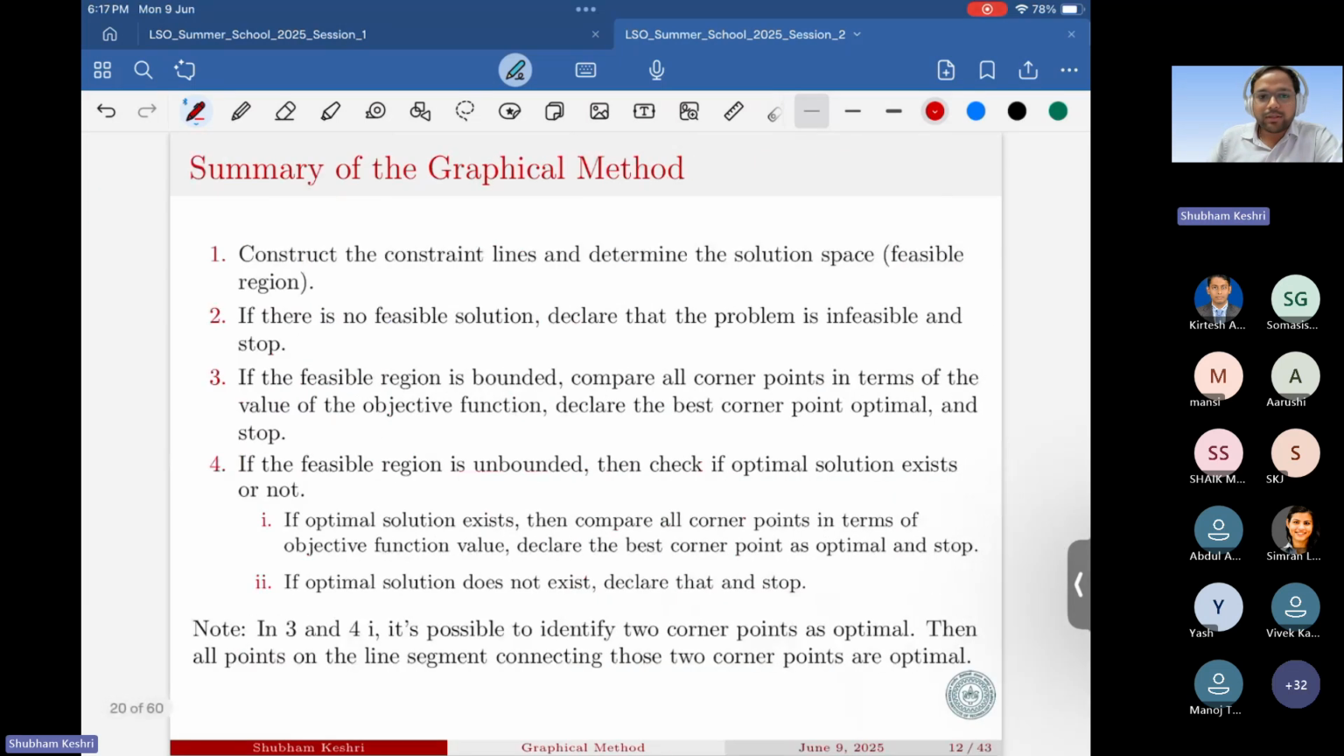Yes. Okay. So I hope it is all right. Now, what I am doing is I am writing an algorithm. So this is an algorithm to solve the graphical method, or to solve a linear programming problem with two variables.